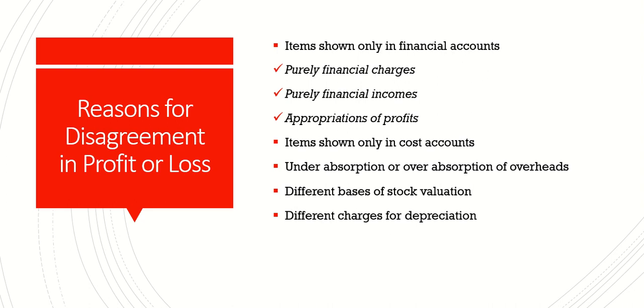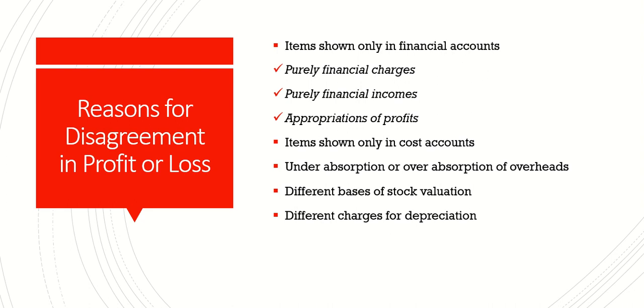The second reason is items shown only in cost accounts. There are certain items which are only included in cost accounts and not in your financial accounts. Examples could be depreciation on fully depreciated assets, interest on capital employed which is not actually paid, or a charge in lieu of rent where premises are owned but no rent is payable.